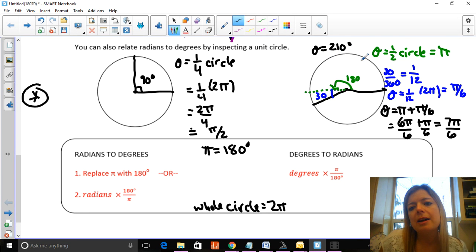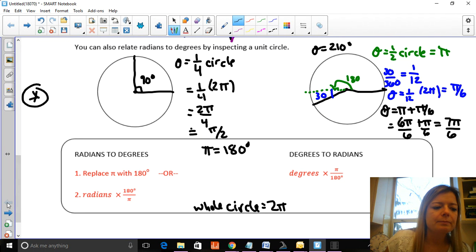So I did that by inspecting the circle and thinking about what proportion of the circle it filled. You could also just take your degrees and multiply it by pi over 180 and get the same result, 7 pi over 6. You would just get 210 times pi over 180 and reduce 210 over 180 to 7 over 6, so you get 7 over 6 pi.